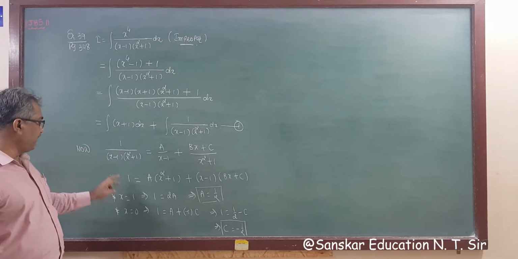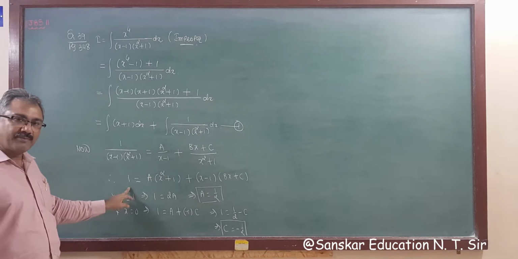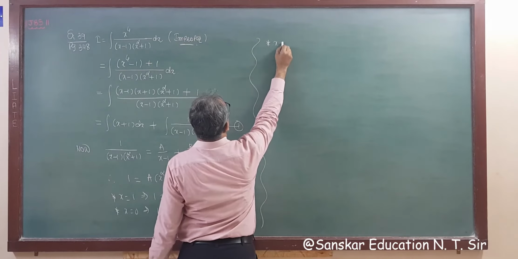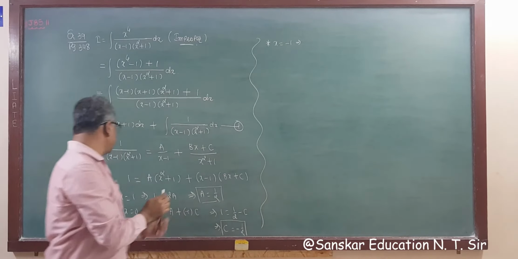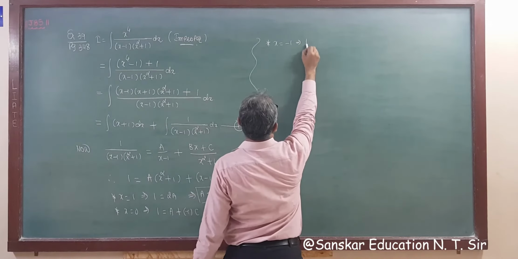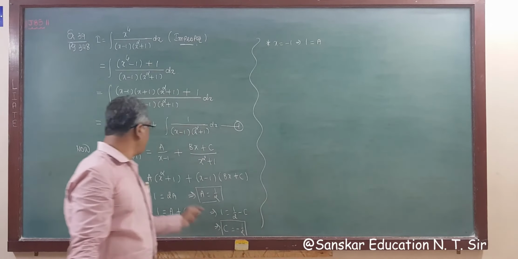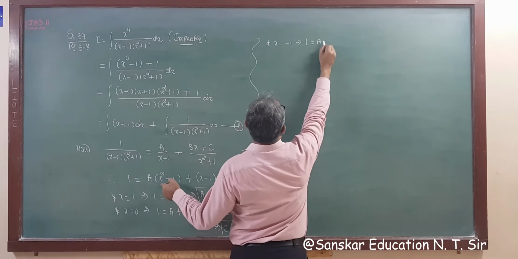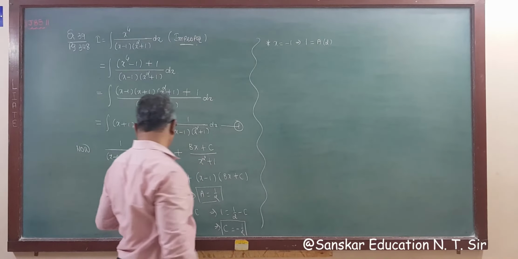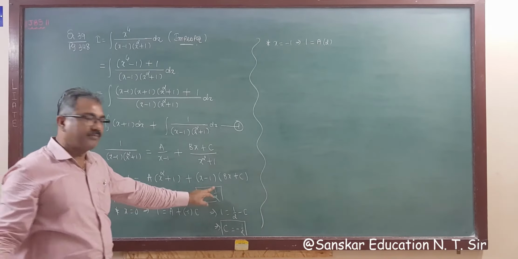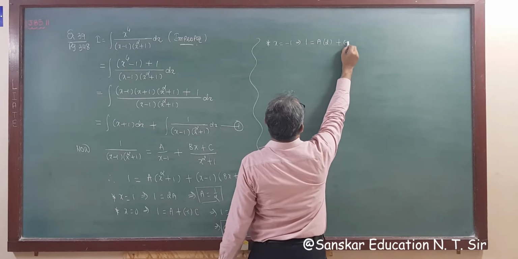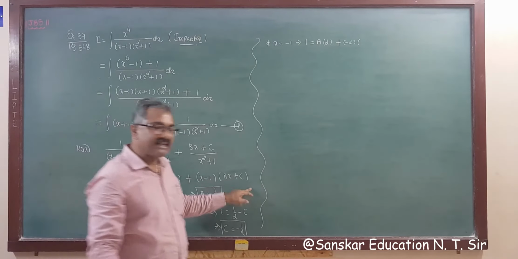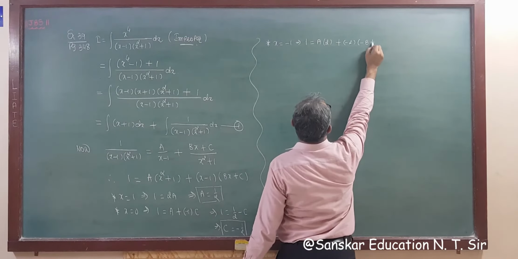Now taking a random value, x is equal to 1, 0 is already there, so taking minus 1. So x is equal to minus 1. This implies 1 is equal to A, now minus 1 square is plus 1, plus 1 is 2, right? So this is twice A, minus 1 minus 1 is minus 2, so plus minus 2 into minus B plus C.